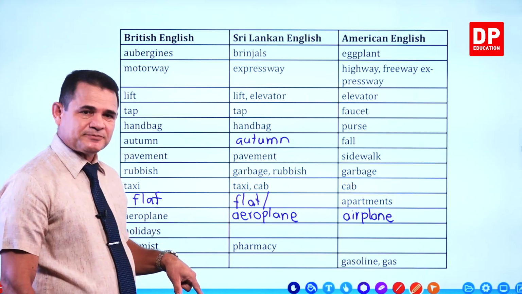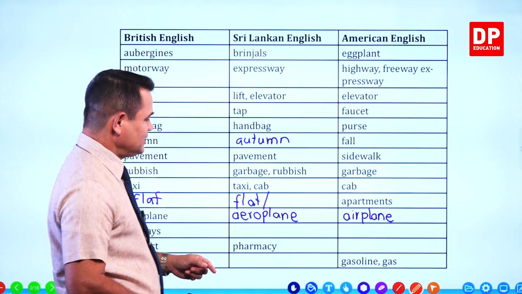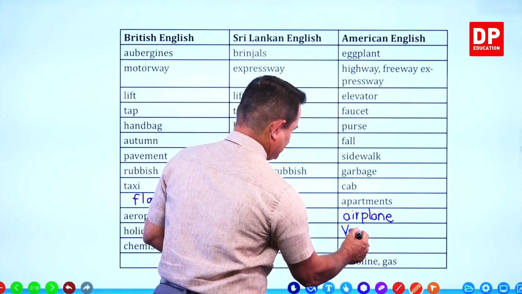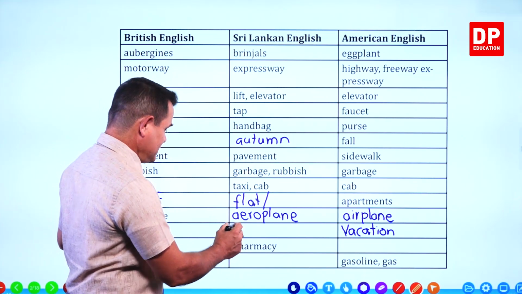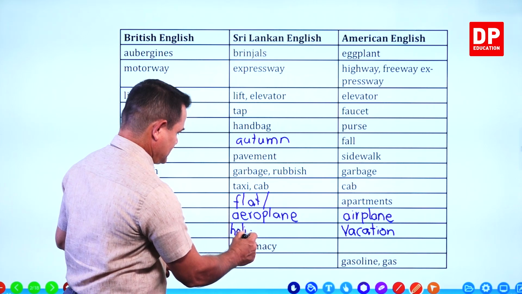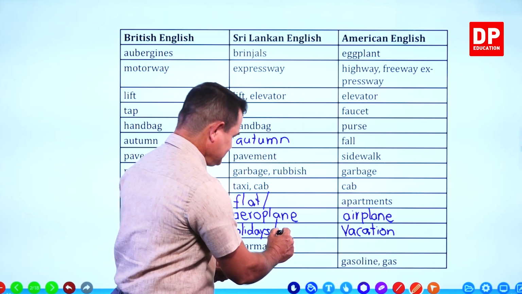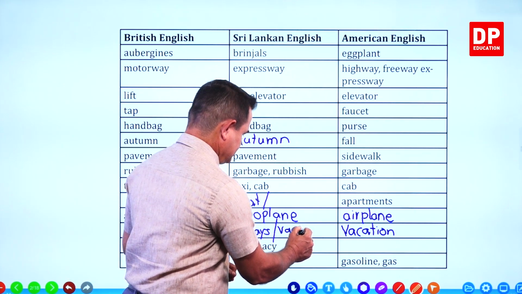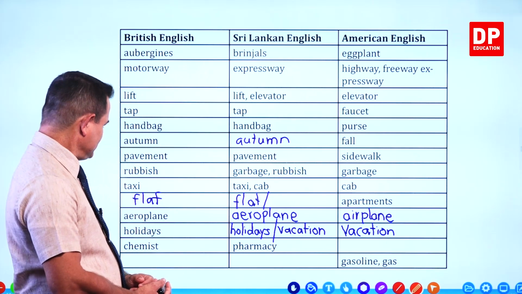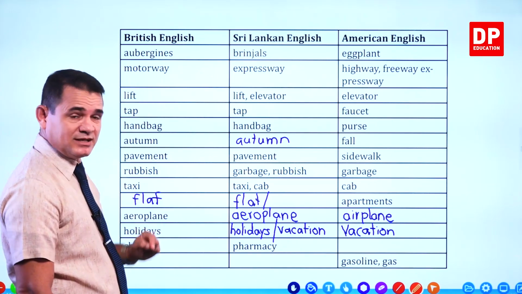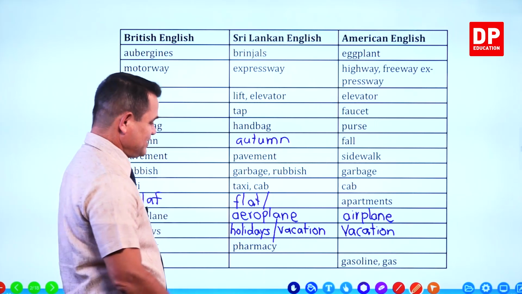And the next one, holidays. Americans call it vacation. But Sri Lankans, we use holidays, as well as we use vacation also. So we use both. And also chemist, that is British English. Pharmacy, in Sri Lanka, actually it is, of course, the American word, pharmacy.